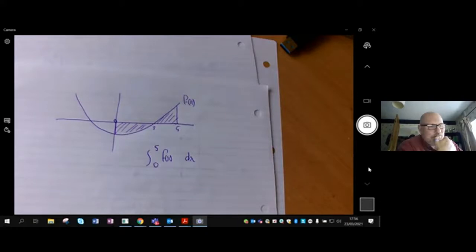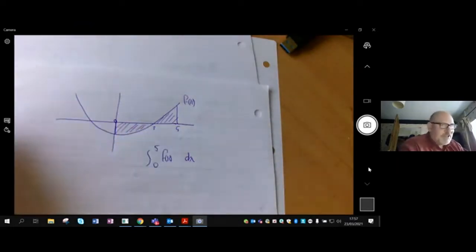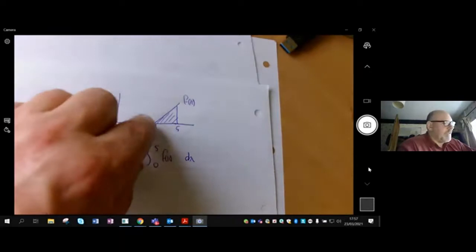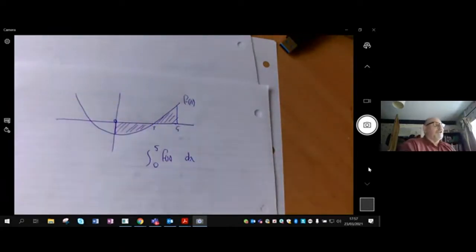No, because some will be negative and some will be positive. Is the spot on answer. If you get one like that, you have to do it in two stages. You integrate it between 0 and 3, which is a negative answer. You integrate it between 3 and 5, which is a positive answer. Then you ignore the signs and add the two numbers together. So it's the numerical value. And there is no alternative. You've got to do it in two stages.